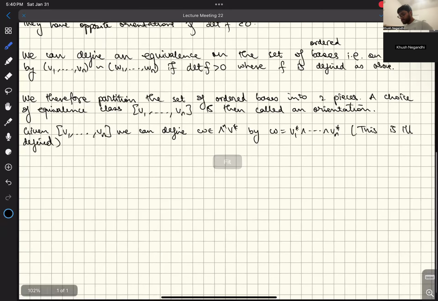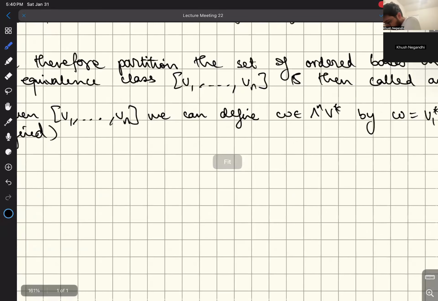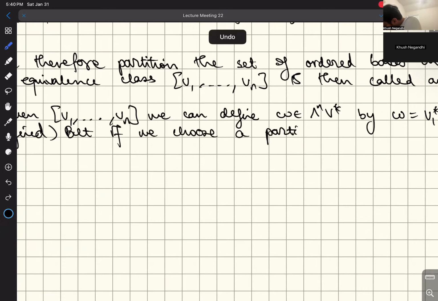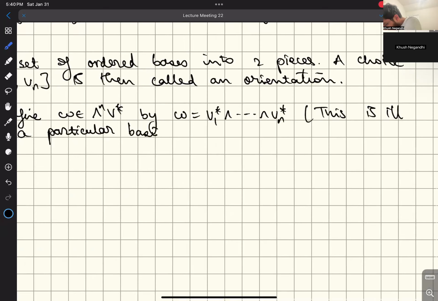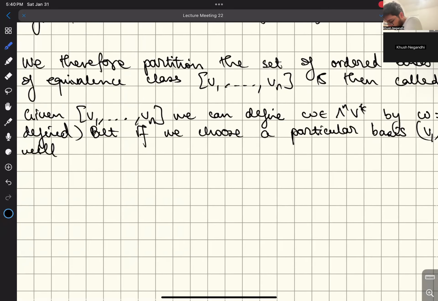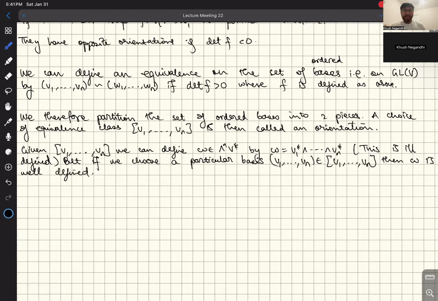So what I'm going to do is instead of choosing an orientation, we'll choose a particular basis. If we choose a particular basis in this orientation, then omega is well defined. So in this case, instead of choosing an orientation, we just pick a basis. And we don't even need to pick a basis now, because all we need to do is pick an n-form on the vector space, and then we take the orientation defined by a basis so that when we apply this n-form to this basis, you get 1.